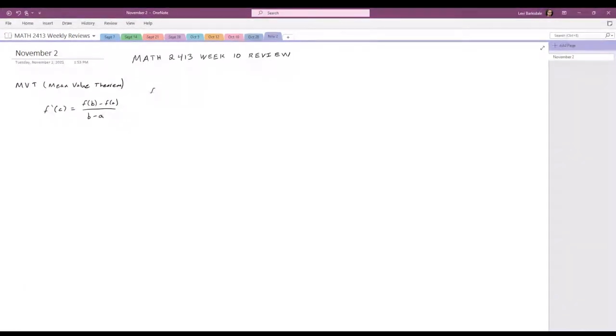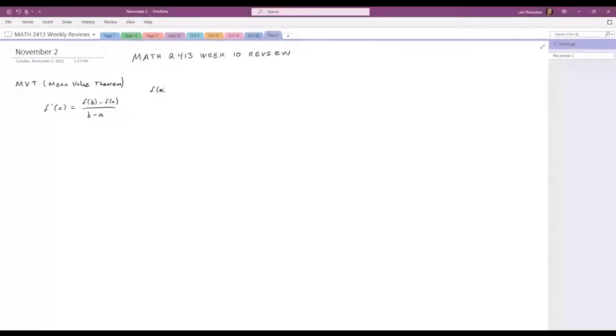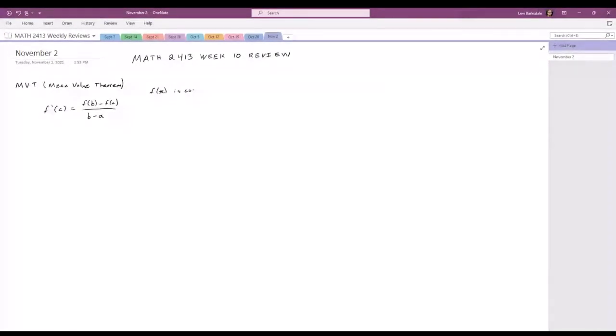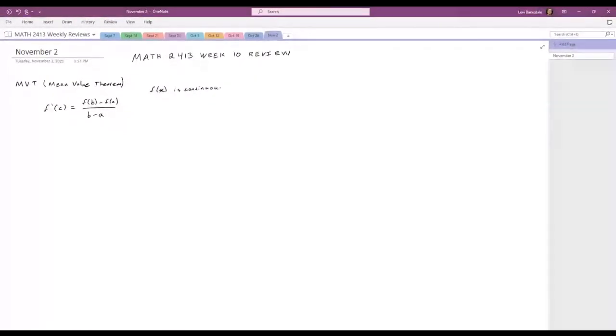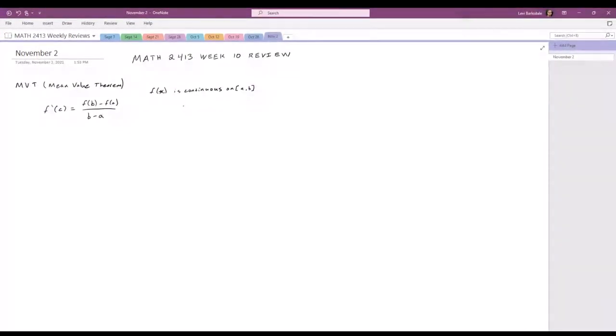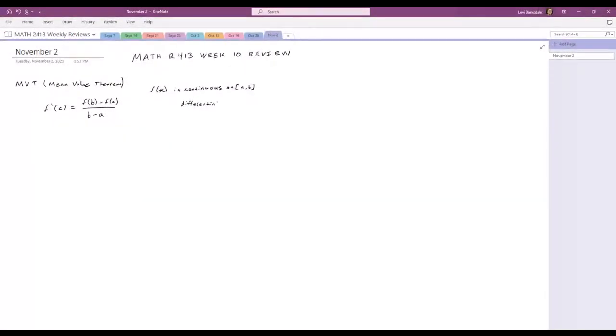And again, our conditions are f of x is continuous on the closed interval from A to B, and differentiable on the open interval.